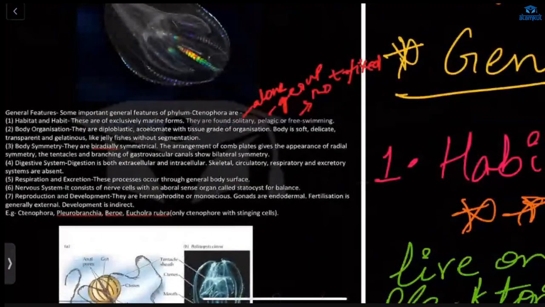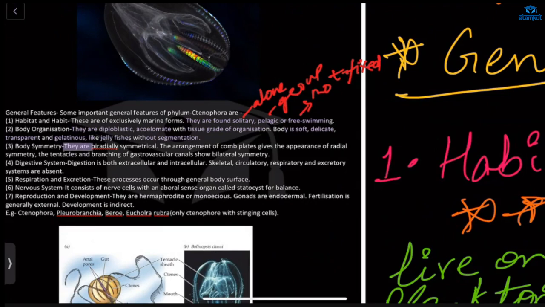Next is body organization. They are diploblastic, acoelomate with tissue grade of organization. See, germ layer diploblastic hai, coelom mein acoelomate hai, and level of organization tissue grade. Body soft, delicate, transparent and gelatinous like jellyfish, without segmentation. So segmentation is also absent.